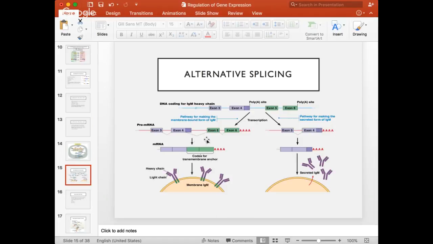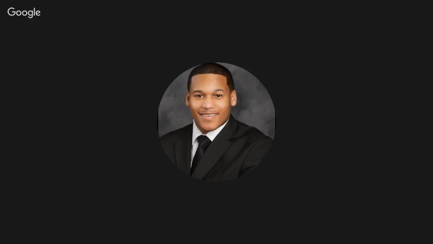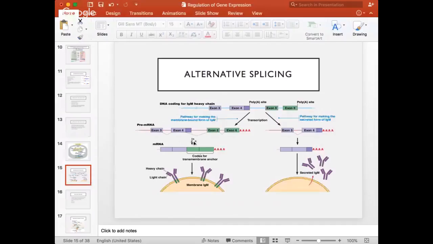However, on the left, because the poly A site was skipped, it continued to bind exons 5 and 6, which are here. Then it integrates into the membrane. So this is now our new protein, and it was now able to integrate into this membrane down here. But the figure on the right was not able to create the full protein, so it was not able to integrate into the membrane.